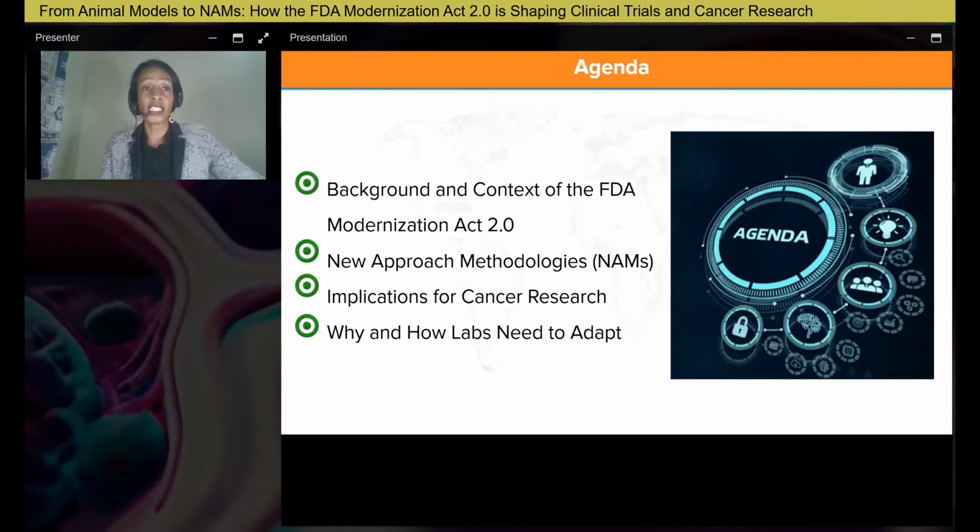So before we begin, let's first look at the core focus areas of our discussion for this session. We will first look at some background to give context to the FDA Modernization Act 2.0. If this is 2.0, we want to look at what 1.0 represented, what existed before this, and what are some of the major events that led to the updates in the current act. Central to this discussion are new approach methodologies. I'll be explaining what these are, what the implications are for cancer research, and why and how labs need to adapt. We'll also be sharing a tool at the end that labs can leverage in order to get ahead of the changes introduced by this new act.